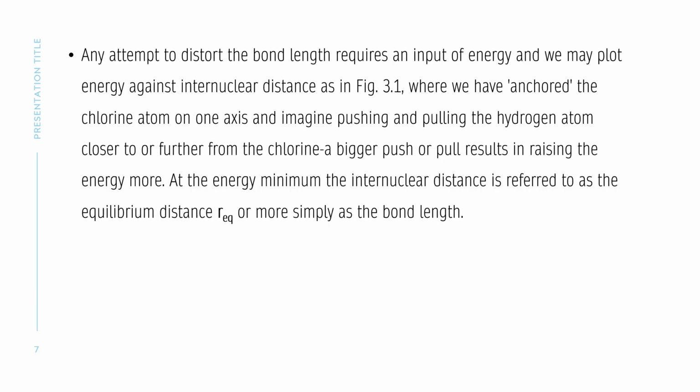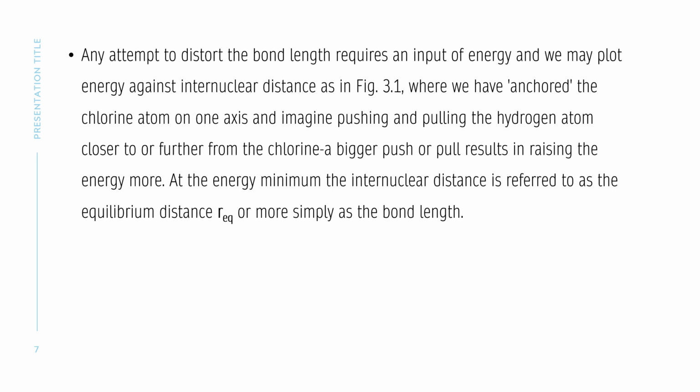Any attempt to distort the bond length requires an input of energy, and we may plot energy against the internuclear distance as shown in figure 3.1, which we are going to discuss in our next slide, where we have anchored the chlorine atom on one axis and imagine pushing and pulling the hydrogen atom closer to or further from the chlorine. A bigger push or pull results in the rise of the energy.